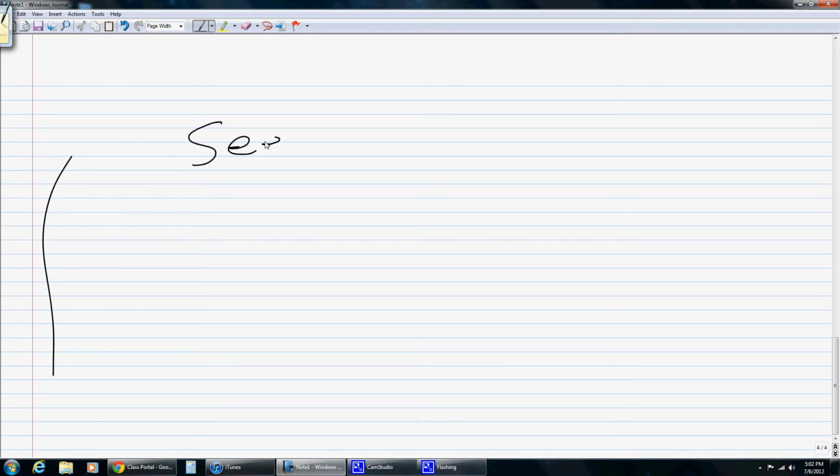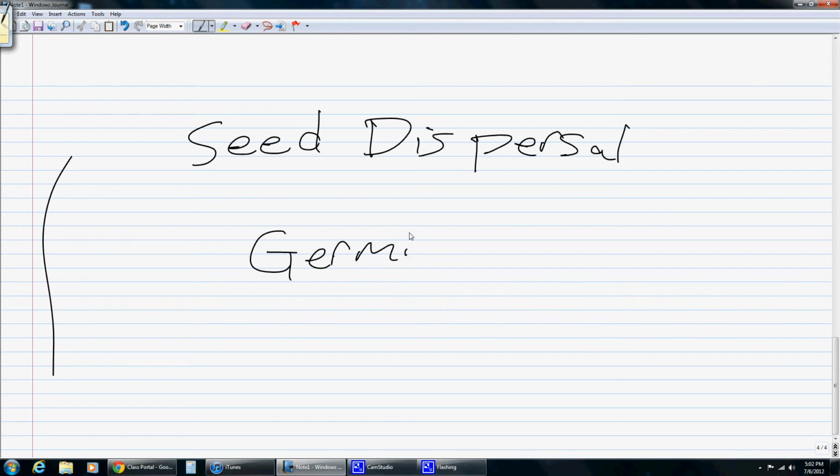Now, the way it can do this is by being dispersed. So you have something called seed dispersal. With seed dispersal, it can either be transported by animals or transported by wind, and we'll talk about the different advantages and disadvantages of both. And then it waits for something called germination. And germination is when it begins to grow.